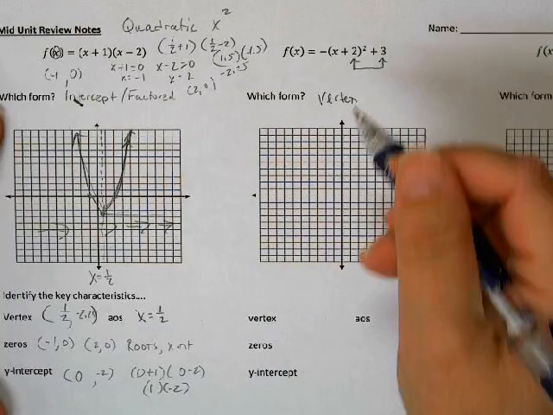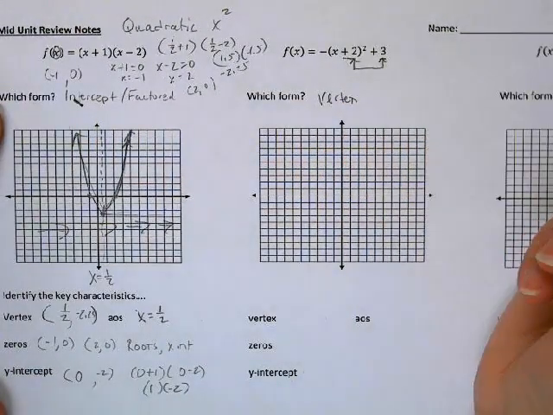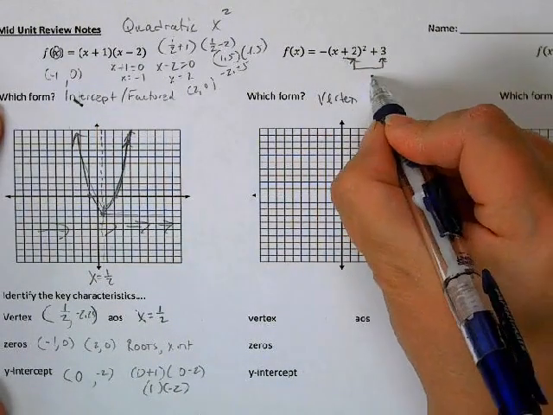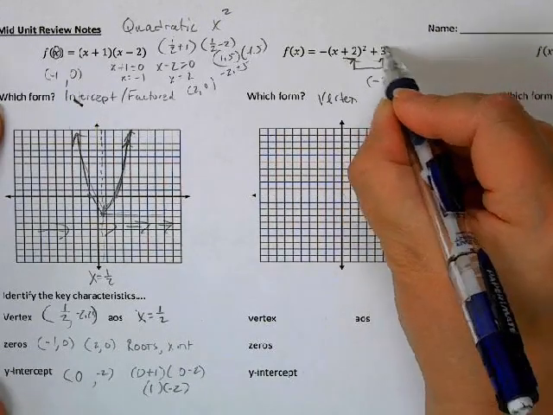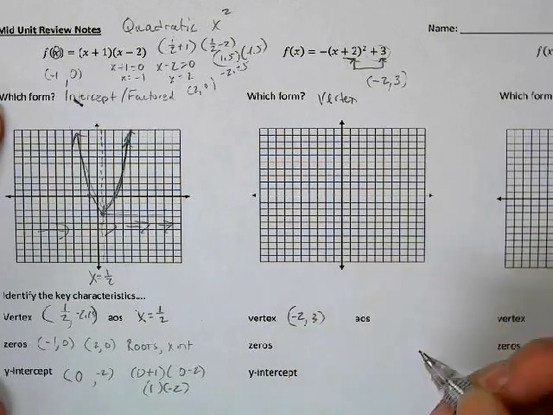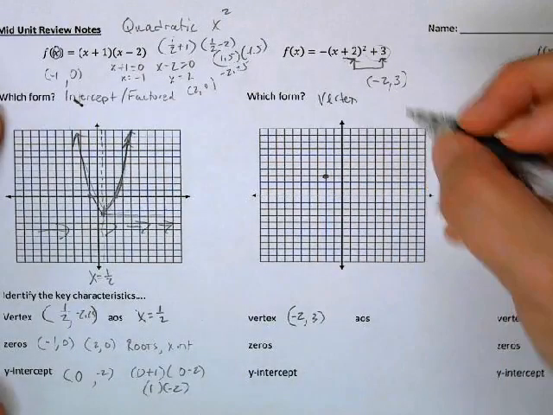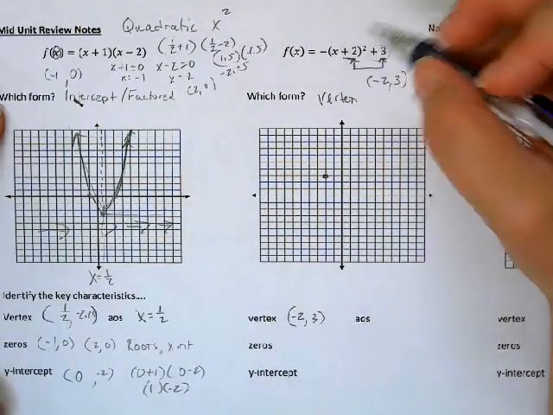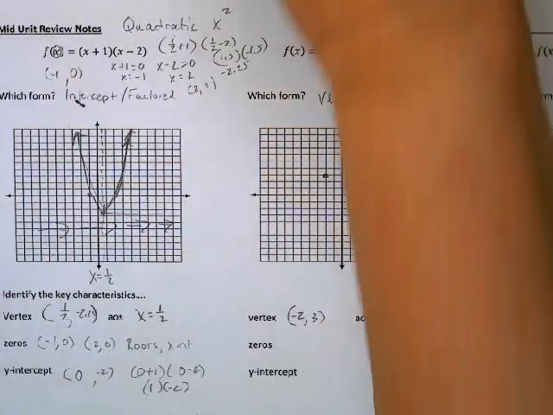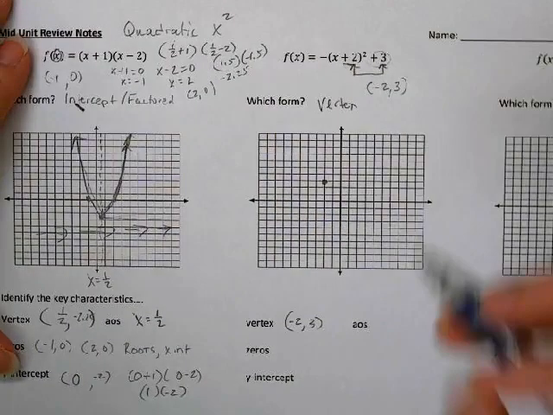If you'll remember, and we talked in class about why this happens, this is the left-right shift, and this is the up and down shift. So since this says positive 2, that means we're moving to the left 2, and since this is positive 3, we move up 3. So the vertex is at negative 2, 3. So the vertex here is negative 2, 3.